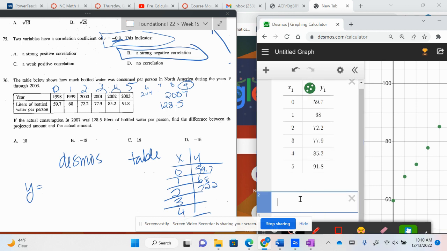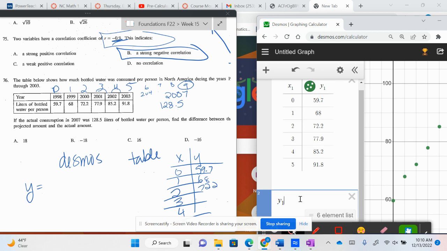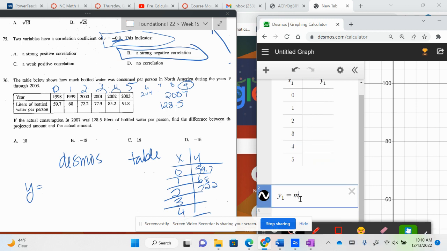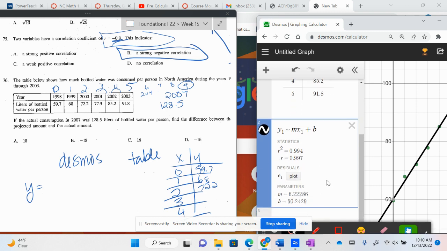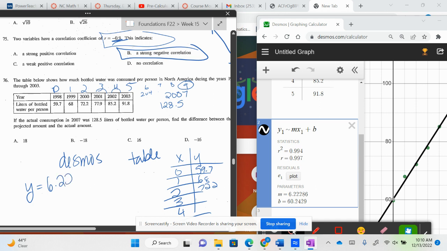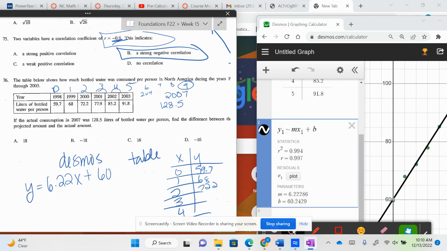And then we're going to input that equation. Remember, y sub 1 equals m x sub 1 plus b. It's not really an equals. We have to use that little tilde symbol. So my regression, this is a very strong positive equation. My slope, remember my equation is y equals my slope, 6.22 x plus b, which is 60.24.